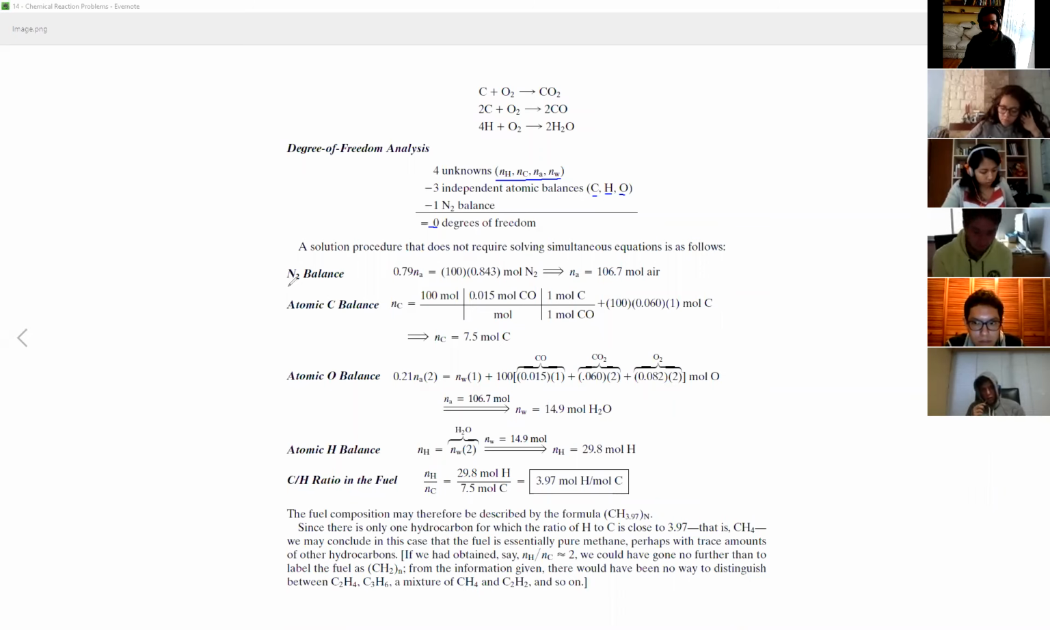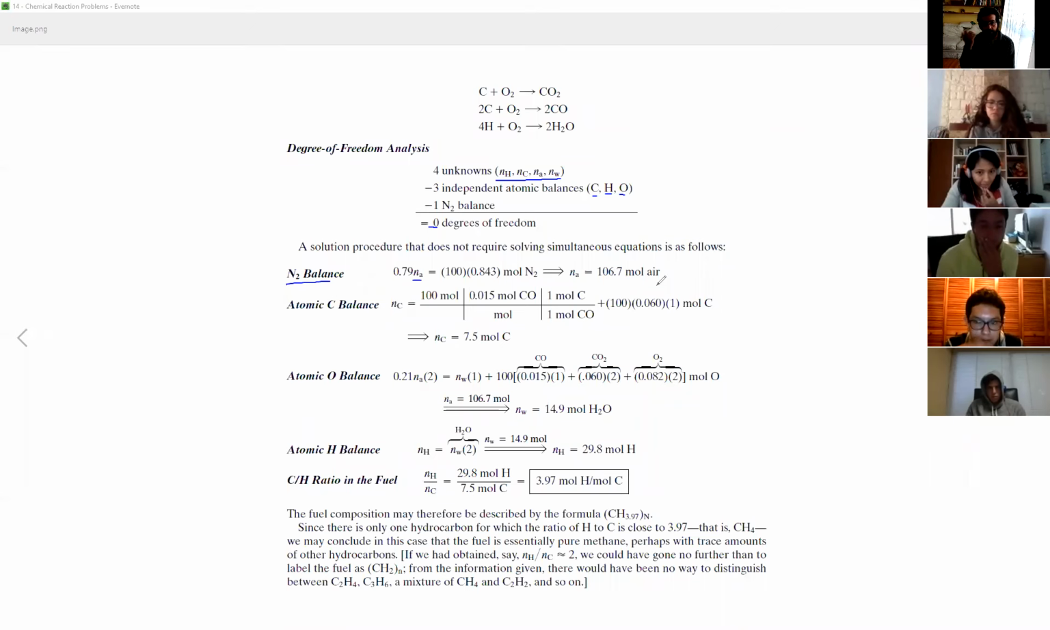In this case, we can do the nitrogen balance. We know that the air has a fraction of 0.79 of nitrogen times the number of moles of air, in this case Na, and we know it's not going to react, so the inlet is going to be equal to the outlet. The outlet, we know the fraction 0.843, and the number of moles of the gas stack, that is 100. So with that, we obtain that the number of moles of air is 106.7 moles, right? And that's the only thing that we can do before doing the balances.